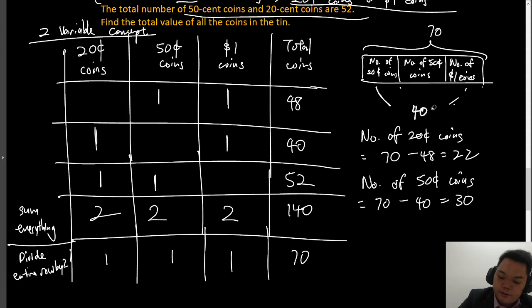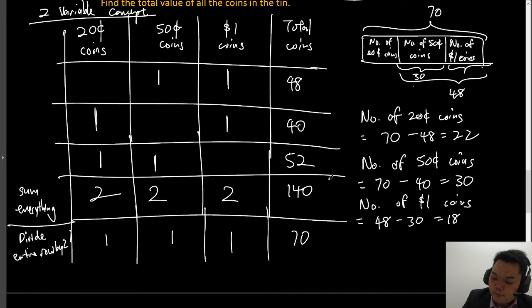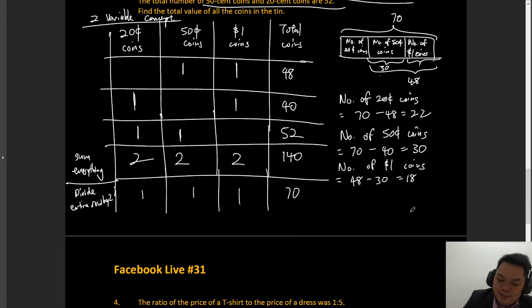Okay, let me erase this off first. These two add up to 48, and you know that your 50-cent coins is 30. Your $1 coins will have to be 48 minus 30 to give you 18. Alright, so this working is so long, I have to even move down. And this would be correct. Okay, you would have 22 over here, 22 20-cent coins, 30 50-cent coins, 18 $1 coins.